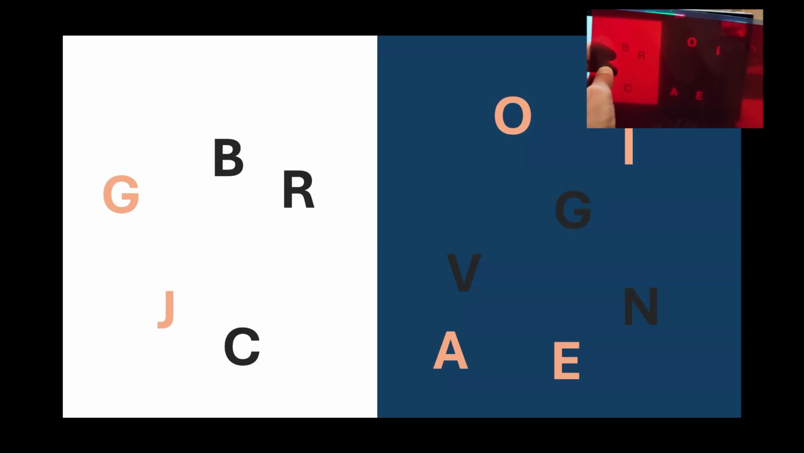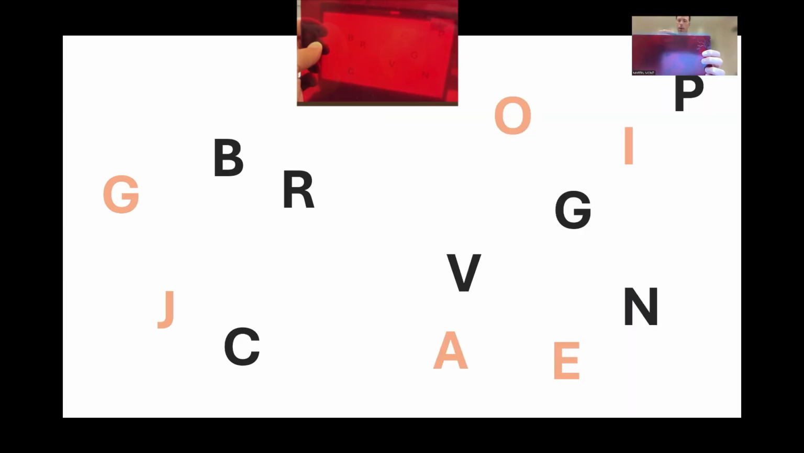How about now? What letters do you see? B or C, O, I, A, E. Very good. Do you see any other letter? Wait, if you can move the. No. No, you have to. Okay, then. Maybe it's okay. No, if you don't see it, it's okay. How about now? Another one? How about now? B, R, C, V, G, N, P. Okay, very good.